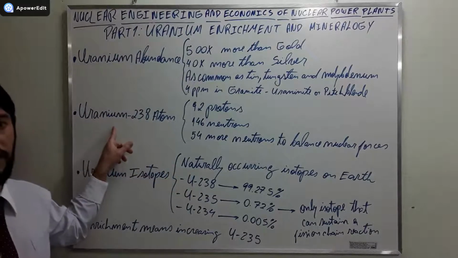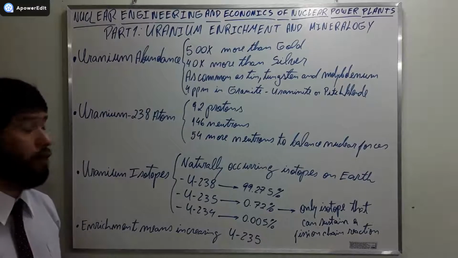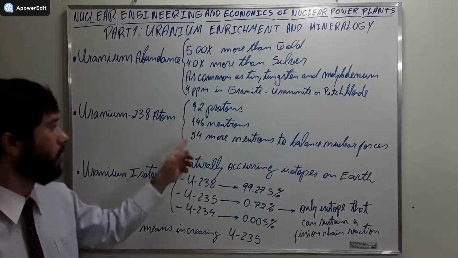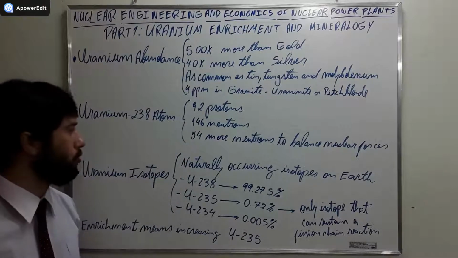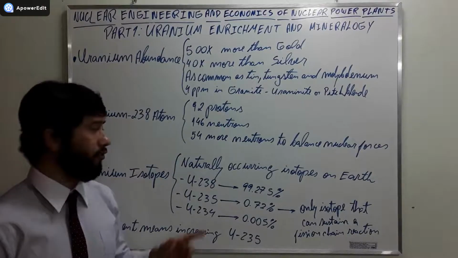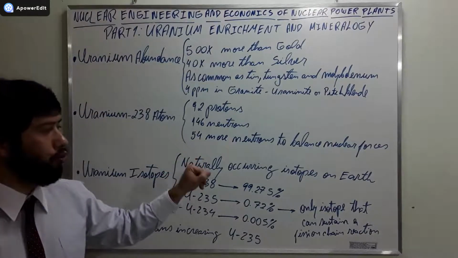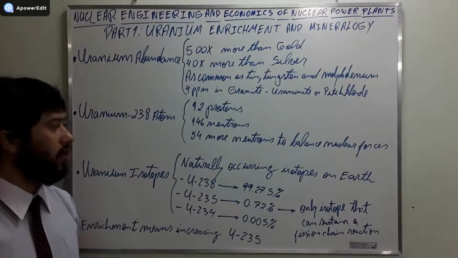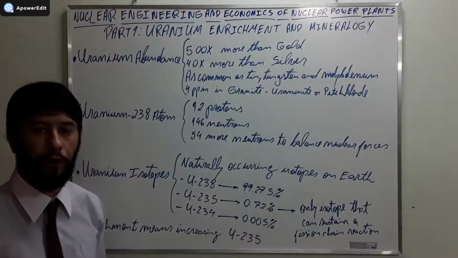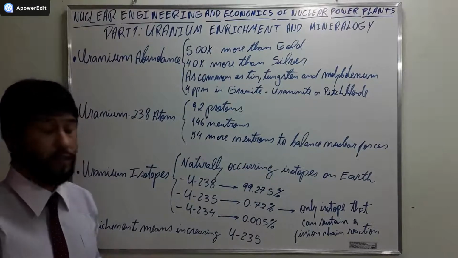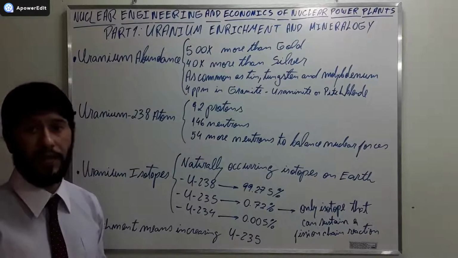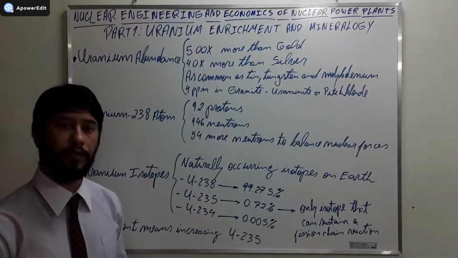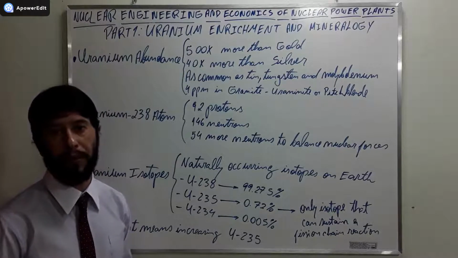The uranium-238 isotope, which is the most abundant, has 92 protons, 146 neutrons, and as you can see, it has 54 more neutrons than protons. This excess in neutrons is required to balance the nuclear forces. Without this excess in neutrons, electrostatic repulsion would win over the strong nuclear force and the atom would split apart.